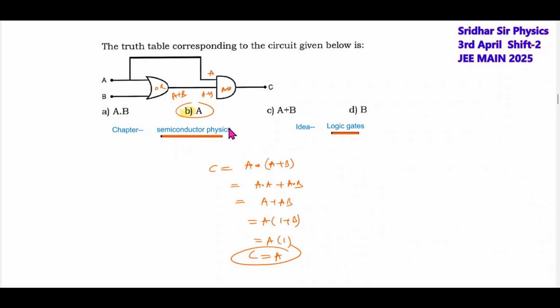Those who are preparing for the 4th, 7th and 8th shift, the logic gates, they are asking numericals more. Earlier they used to ask more about the theoretical one. Now they are asking more numericals. Be a little bit alert. You have to work out numerical based questions.